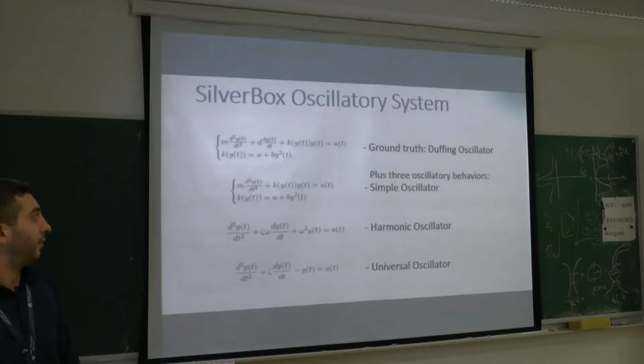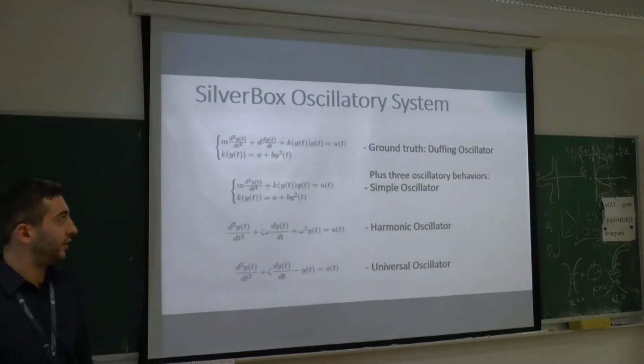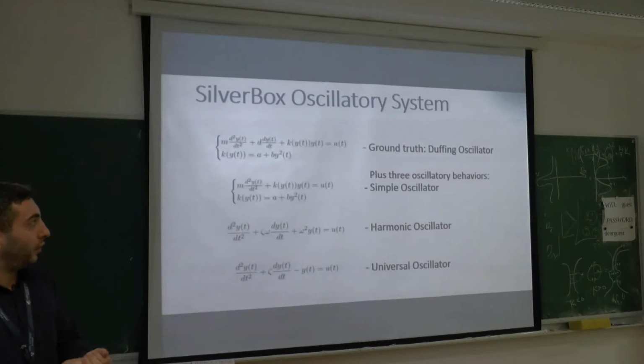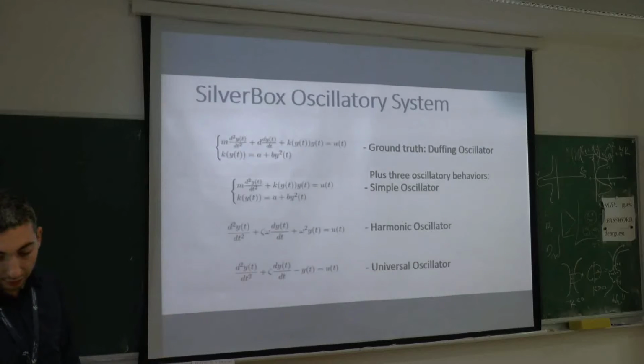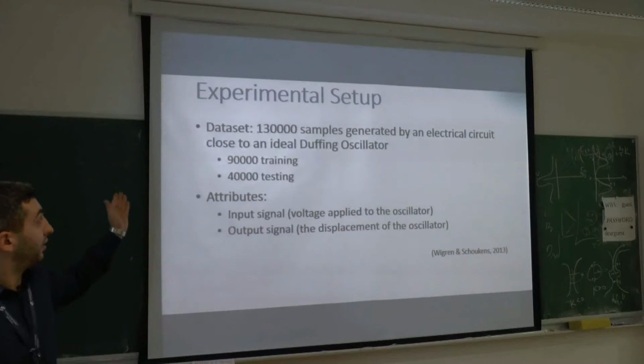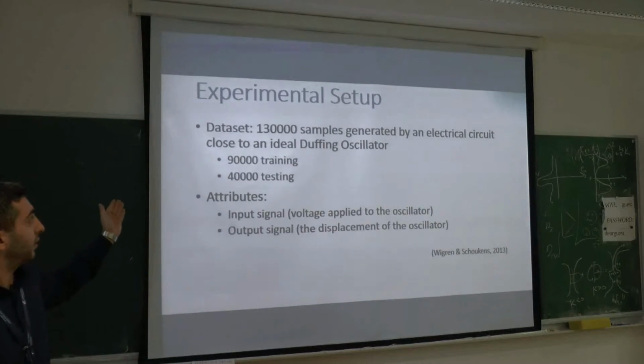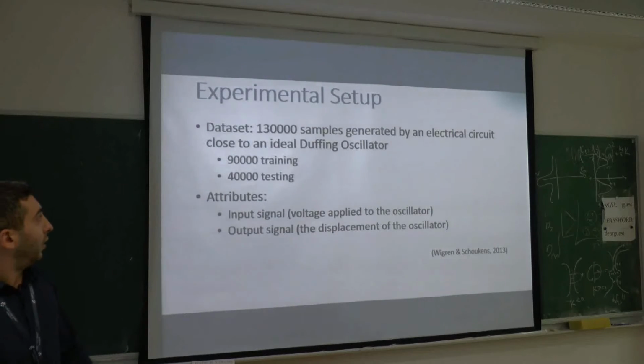This is a plot, a comparison between the measured and the predicted value of the water height level in the lower tank. The second case study is the silver box, which is an oscillator system. In our library, we encode the ground truth behavior of this system, which is a Duffing oscillator, and then we have 3 more oscillators: simple, harmonic, and universal oscillators. This is the experimental setup of 130,000 samples split into a train and a test set of the input and the output signal.